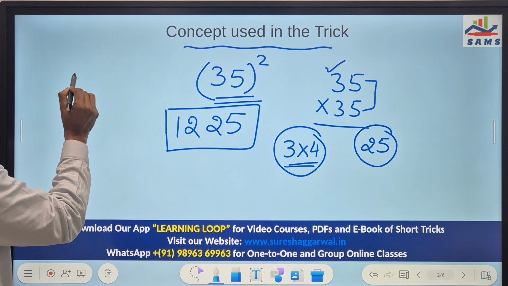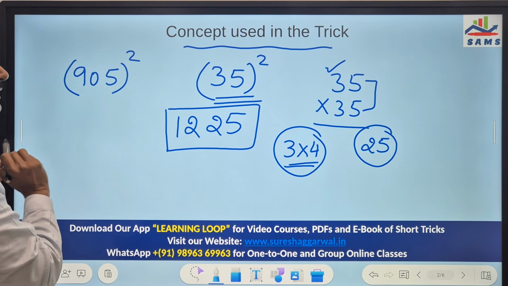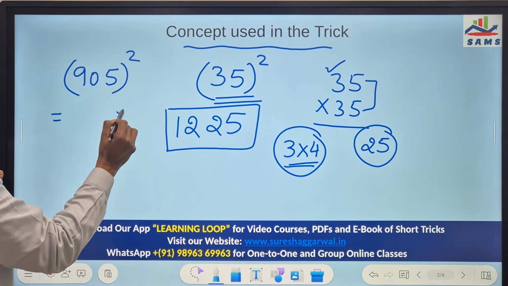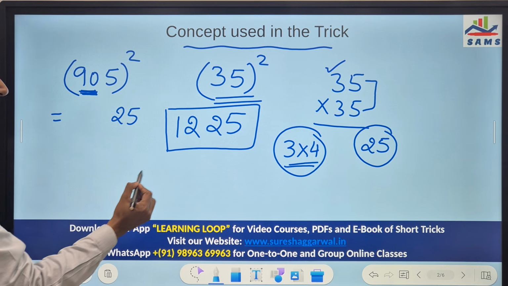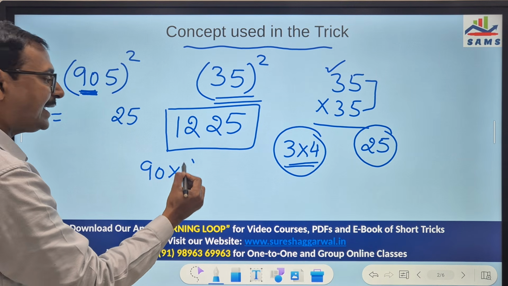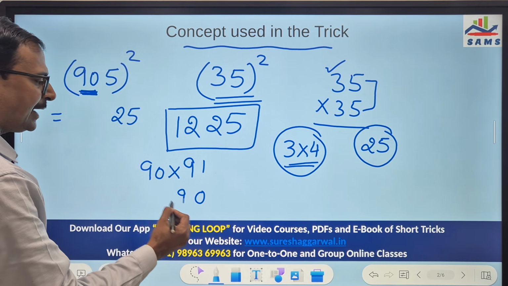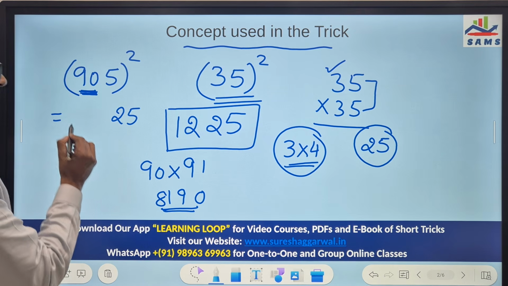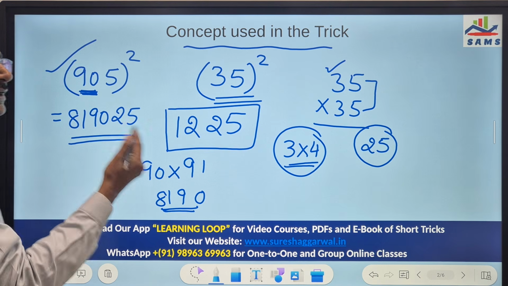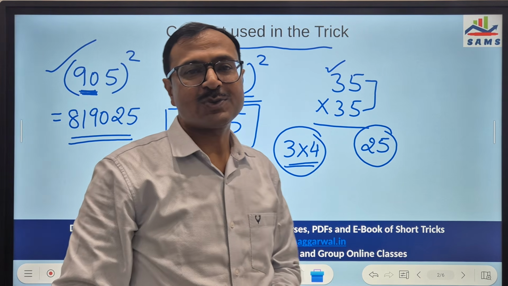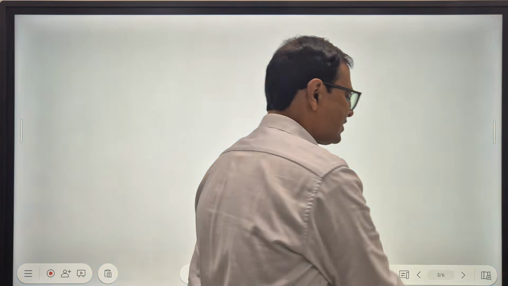How about doing big numbers like 905? What will I do here? It's a 3-digit number, right? So the square is going to end in 25, that is for sure. What else you have to do? You have to pick up the remaining number 90 and multiply it by the next number 91. So it will have a 0, 9 ones are 9, 9 nines are 81. So 8190, and if you put 8190 here, you will definitely get the square of 905 also. And see how quickly you can square numbers ending in 5. So time to practice. Let's see some questions.